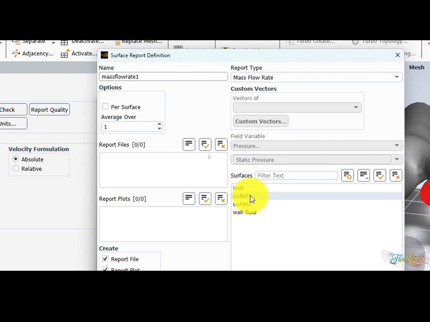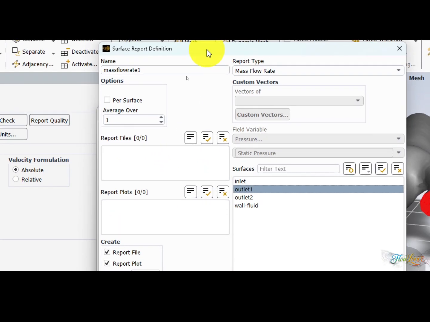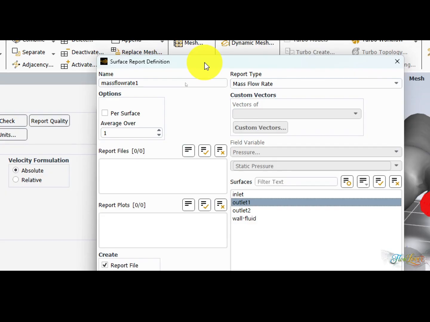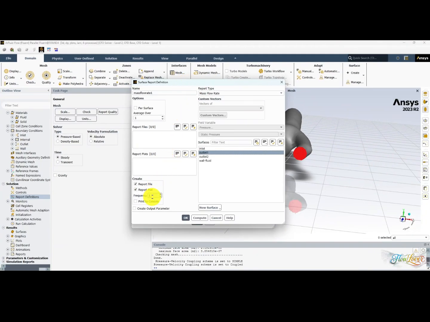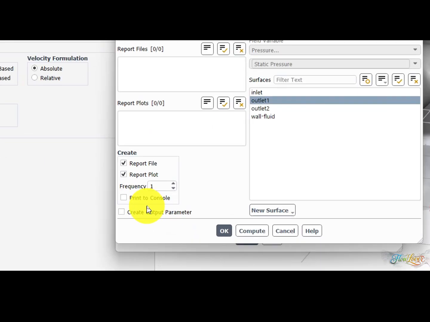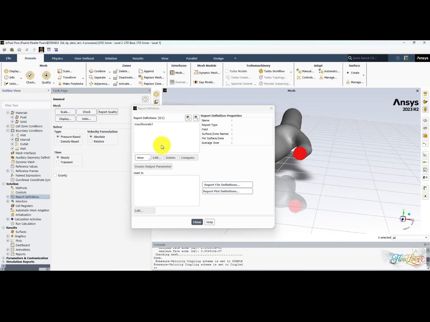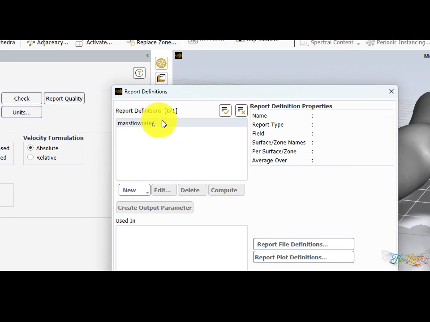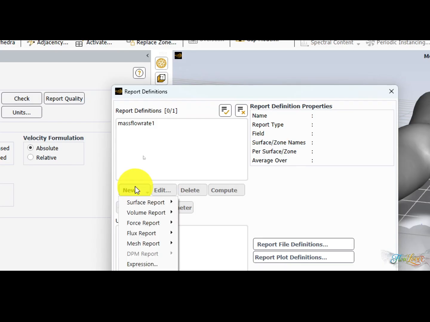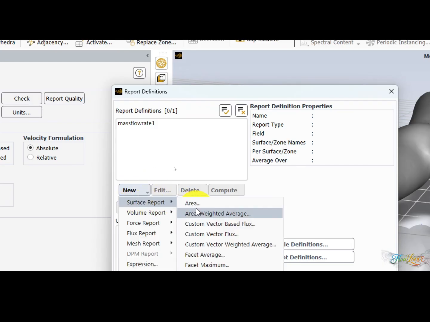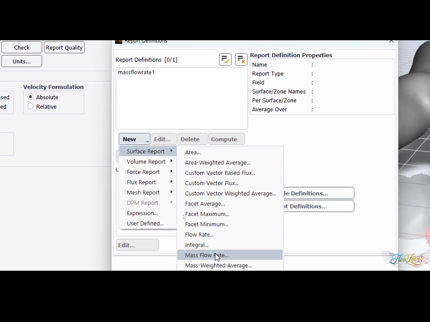And then we can choose the outlet from the surfaces because you always have to specify where you want to measure your mass flow rates. Because of that, we always have to choose that. And also we can print to console. That means that in addition to the saving the data, we also want to look at it while it is running. It's also a good thing to check and to be sure that your simulation is correct.